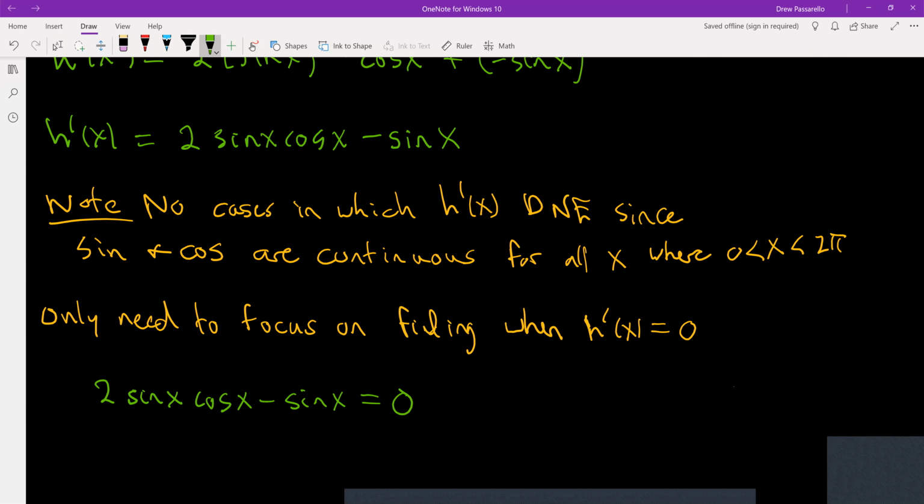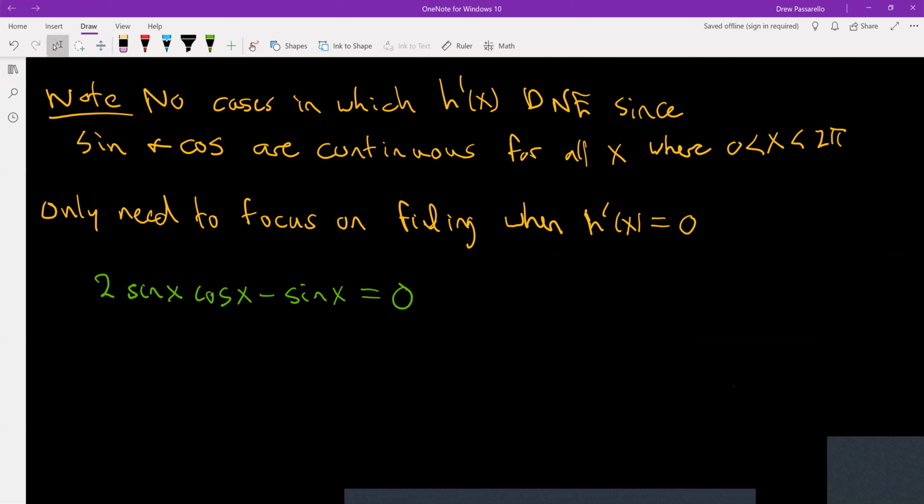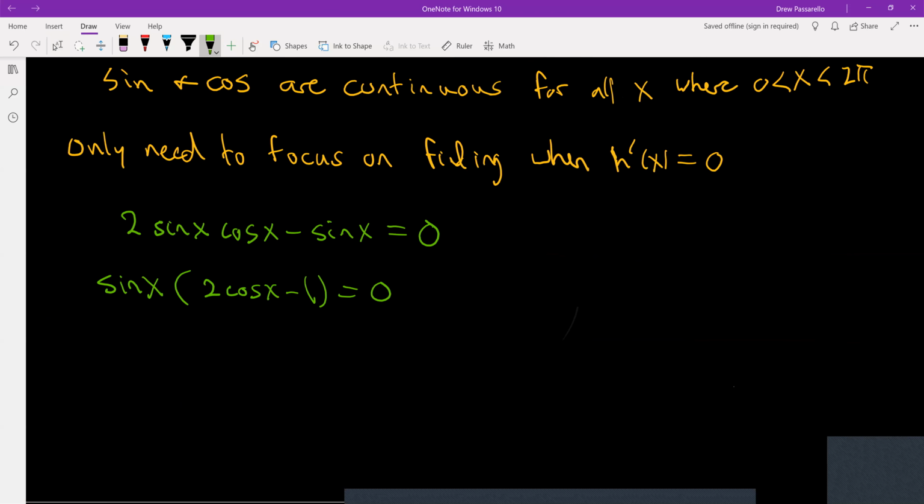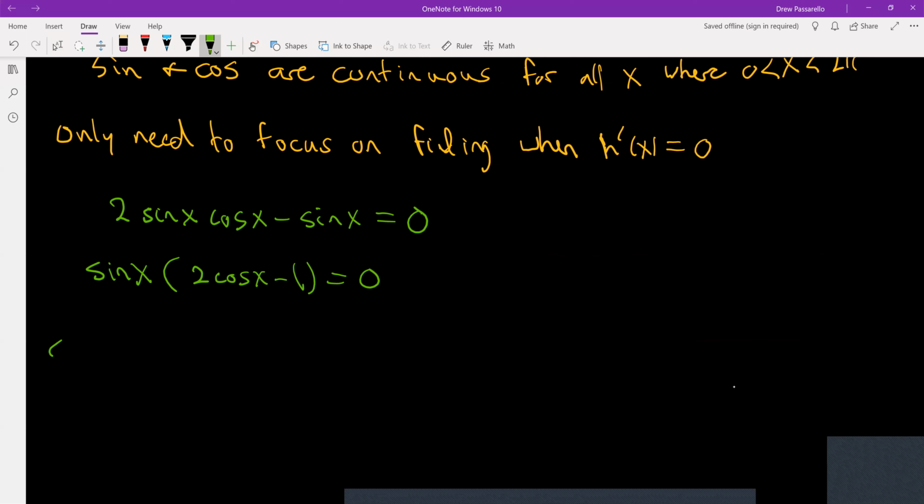And I'm going to solve for x. Well, I can do some factoring. So I can factor out sine, and that's going to give me sine x times 2 cosine x minus 1 equals 0. And I have two factors. So the first factor is sine x. So case 1 is sine x equal to 0.